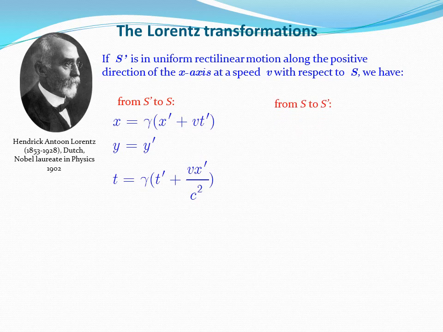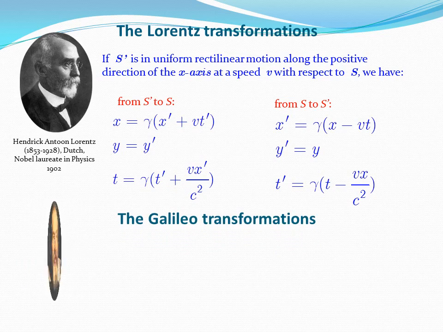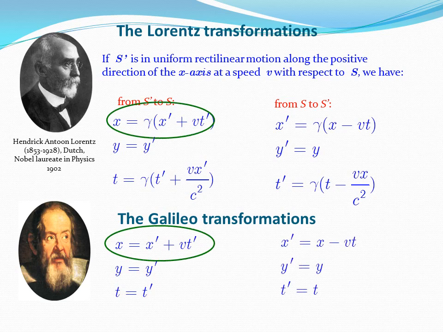It can be proven that the converse relations from S to S' are the following. Only the sign over here and over here changes with respect to the first relations. Let's compare the Lorentz transformations to the Galileo transformations, which are easier: x equals x' plus vt', y equals y', t equals t', and the converse relations. If we notice these two relations, there's just a gamma factor of difference between the Lorentz transformations for the spatial coordinates and the corresponding Galileo transformation.